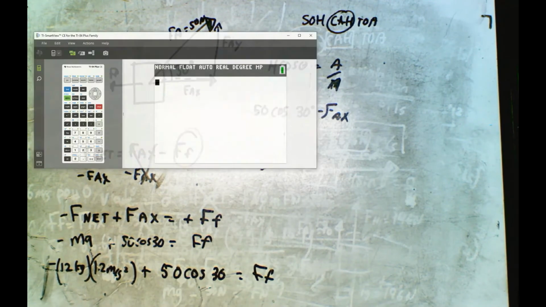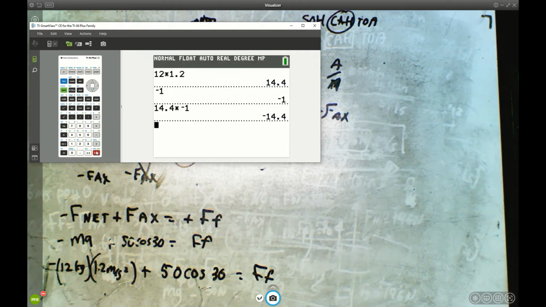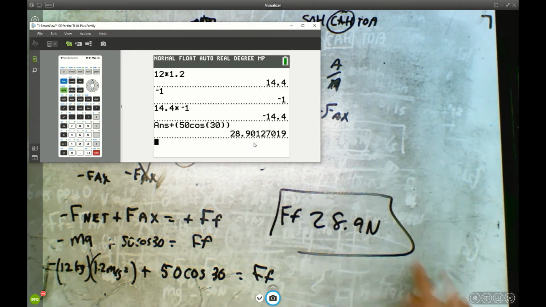So if I type that all into my calculator, I'm just going to go 12 times 1.2. Times it by -1, make sure it gets negative. Now it's negative. And then I'm going to add on that 50 cos 30. Make sure my brackets are all good. So your force of friction is 28.9 newtons. And we have 2 sig digs, so actually 29 newtons would be a better answer.